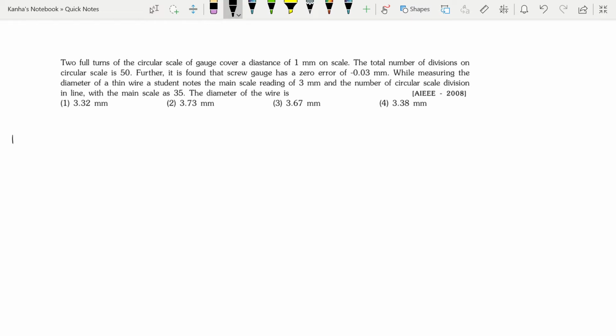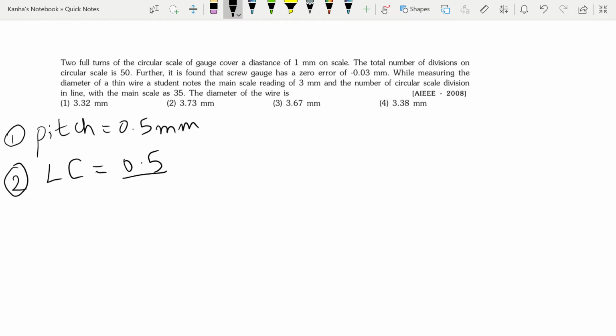So what is the first information given to you? It's given that two full turns cover a distance of 1 millimeter. This means that your pitch is 0.5 millimeter, or half of 1 millimeter, because it takes 2 turns. Next, the total number of divisions on the circular scale is 50. Now you know the pitch and the number of divisions, so you can easily find the least count, which is 0.5 divided by 50, equal to 0.01 millimeter.